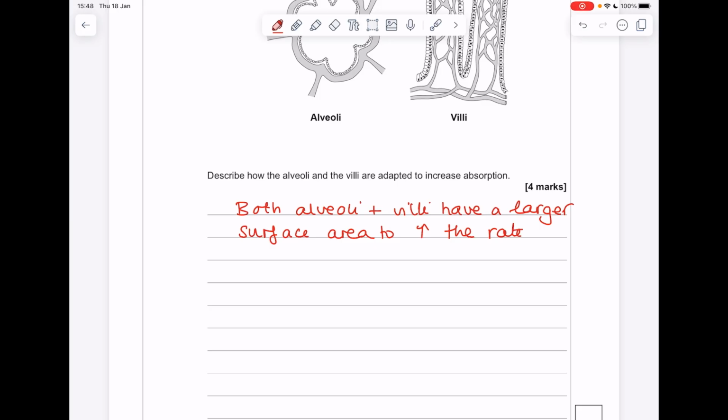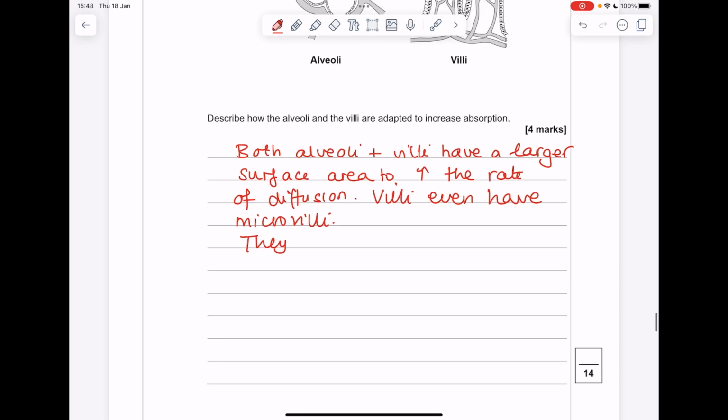So they both have a large surface area to increase the rate of diffusion. Villi even have microvilli. They both have thin walls to reduce the diffusion distance.